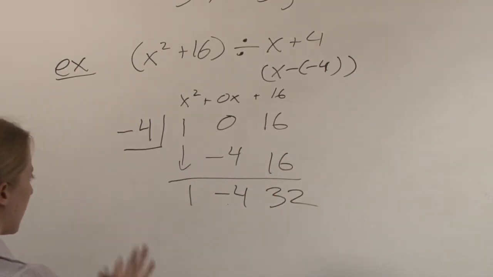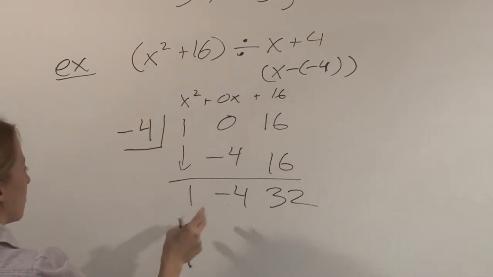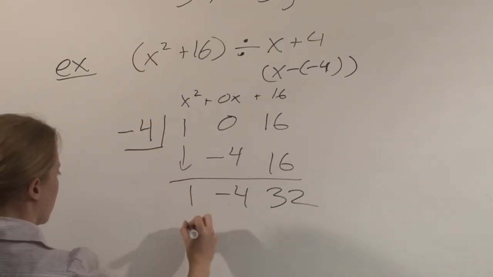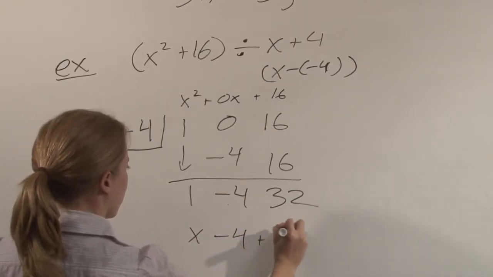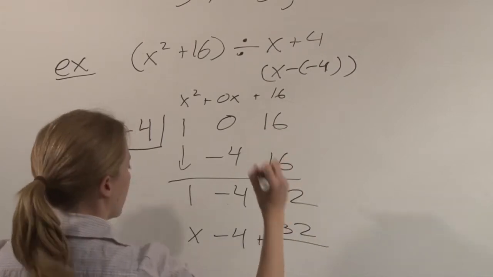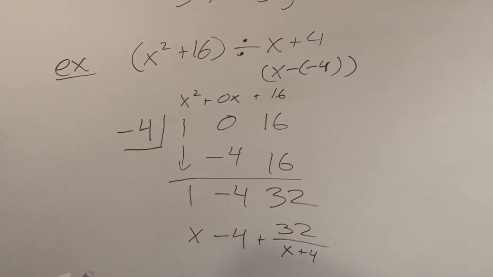So now I'm going to add in my x's. The highest power here was 2, so the highest power in the answer should be 1. So this 1 should go to an x. Negative 4 will just be a constant, and 32 is a remainder, and it's going to be over x plus 4. So you can see that this answer is very different from what you would have expected if you tried to just divide it directly.